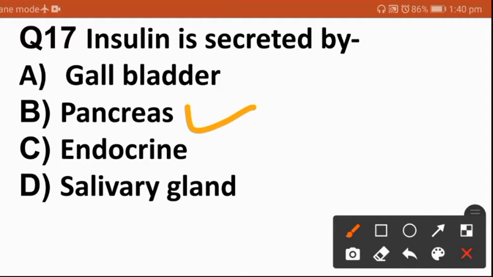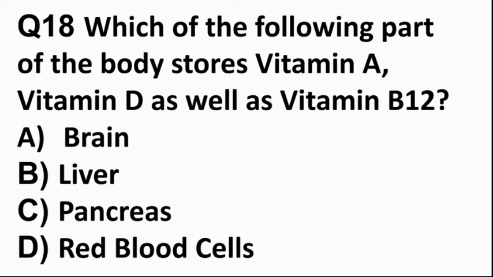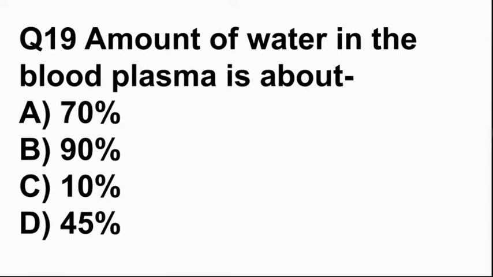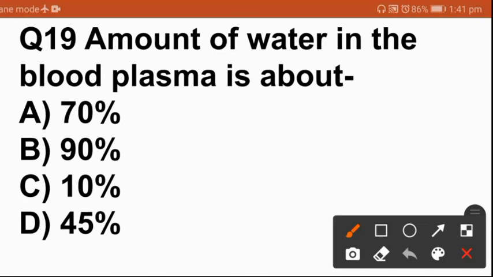Which of the following parts of the body stores vitamin A, vitamin D as well as vitamin B12? B liver. Amount of water in the blood plasma is about B 90%.